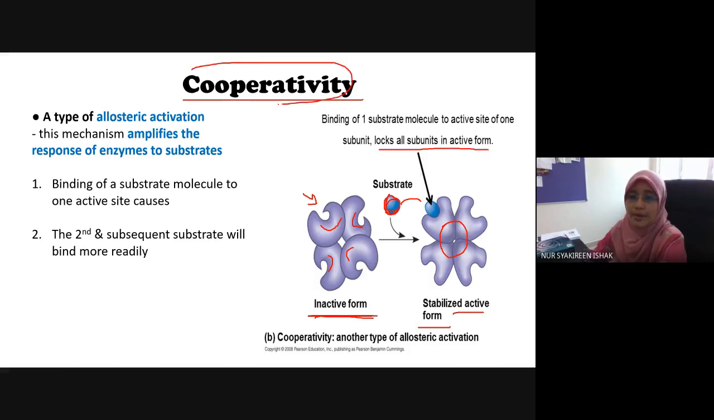That is cooperativity. Only one substrate is required to bind to one of the active sites and cause all subunits to be in the active form. It stabilizes the active form of all subunits of the enzyme. So that is cooperativity. They cooperate, right? Meaning you only need one substrate.